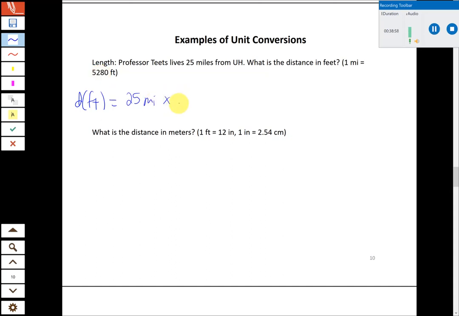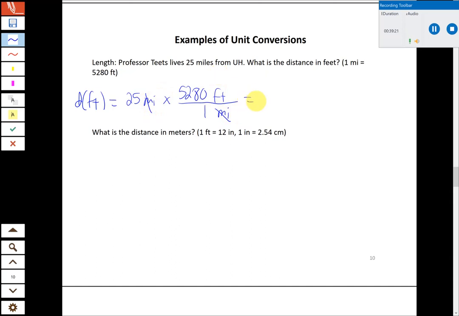And the way that we're going to do that is we want to make sure that miles cancel out. So we want miles in the denominator, and we want feet to be the unit that we convert into. So we're going to write the unit factor in this way, which means we're going to put 5,280 feet in the numerator over 1 mile in the denominator. That means that the units miles cancel out, and we go from miles to feet by multiplying those together.